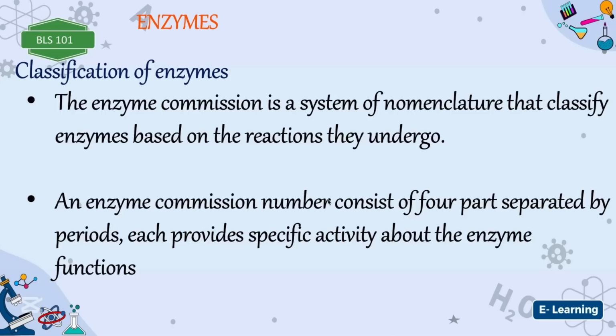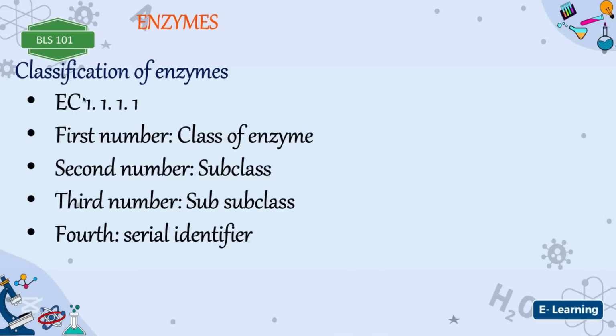All right. Now, the classification of enzyme. The enzyme commission is a system of nomenclature that classifies enzyme based on the reaction they undergo. An enzyme commission number consists of 4 parts separated by periods. Each provides specific information about the enzyme function. Now, the enzyme commission, you have it as something like this: EC 1.1.1. The first number talks about the class of the enzyme. The second number, the subclass. The third number, the sub-subclass. And the fourth number, the serial identifier.